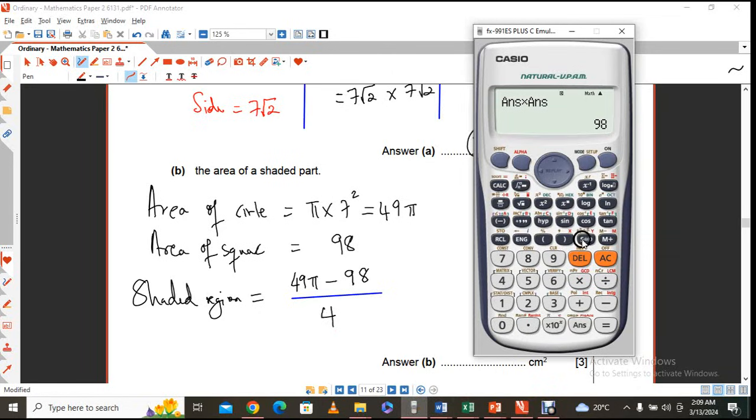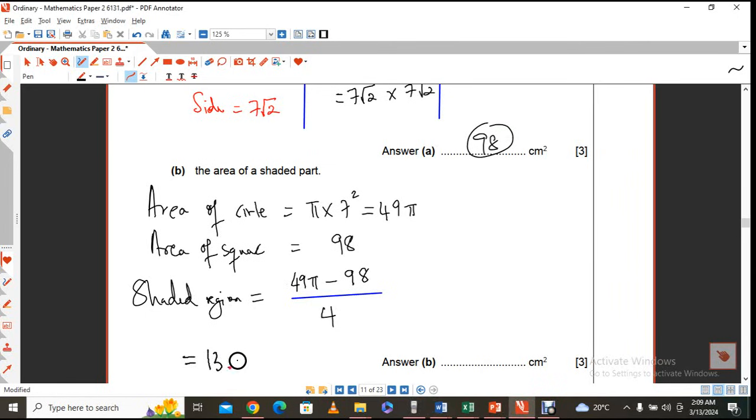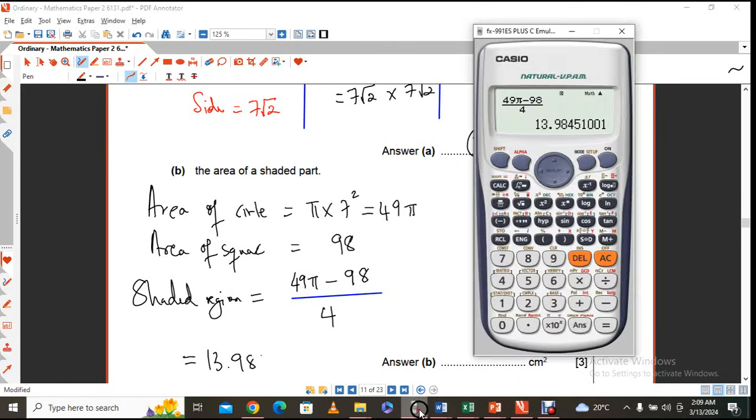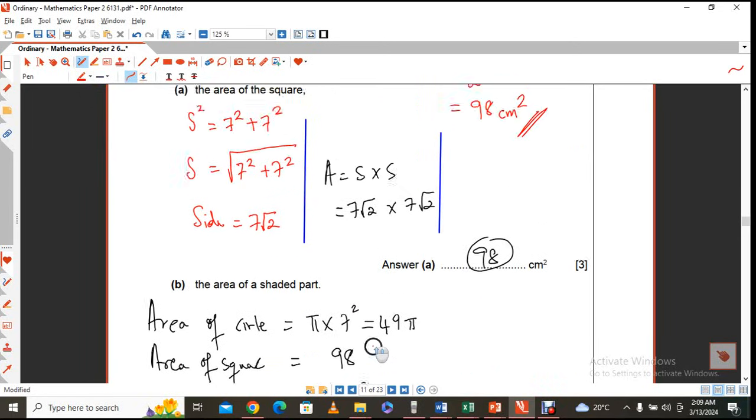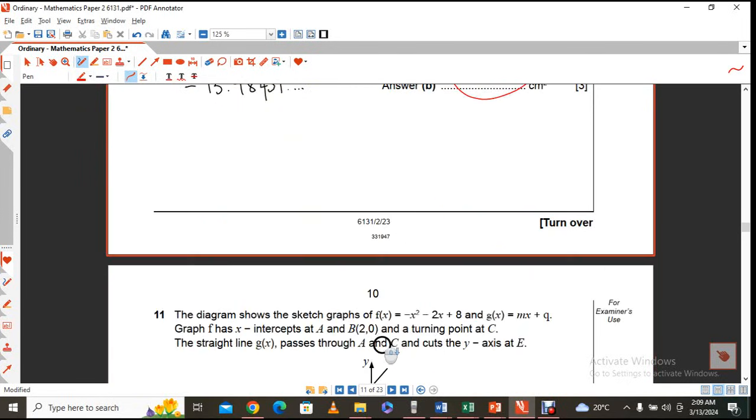You can grab your calculator because your answer will be irrational since you are dealing with pi. So it's 49 pi minus 98. You divide that answer by 4. You get 13.984, that's 13.98, and so on. So to 3 significant figures, it's going to be 14.0. Okay, and that is how that particular question is to be approached.